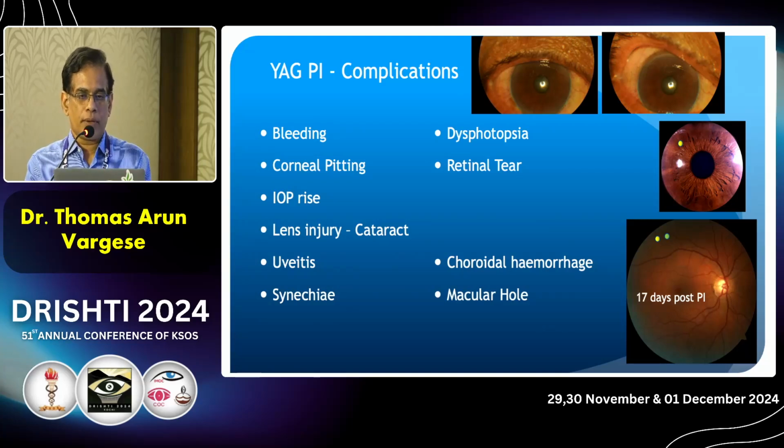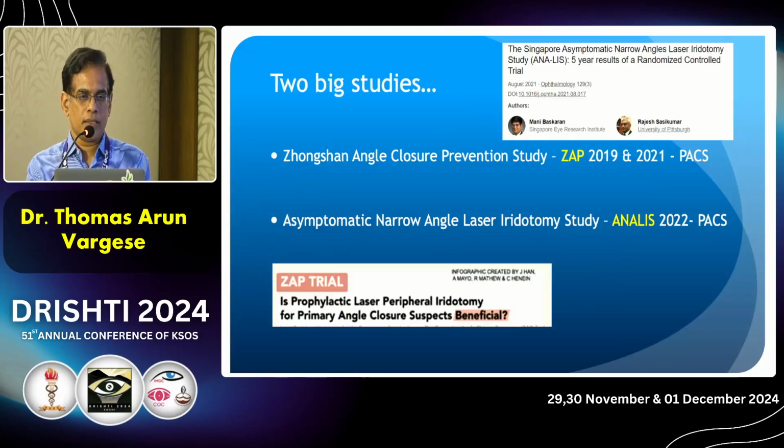There was a patient who had a YAG-PI. Unfortunately, the PI was just exactly where the lid was cutting the limbus, and he had severe dysphotopsia symptoms. Another patient who had a YAG-PI done elsewhere came 17 days post YAG-PI with a complaint of floaters, and he had a retinal hole with an operculum exactly corresponding to the PI. So unfortunately, the YAG laser had gone through the iris and hit the retina. So this is always something that we need to keep in mind.